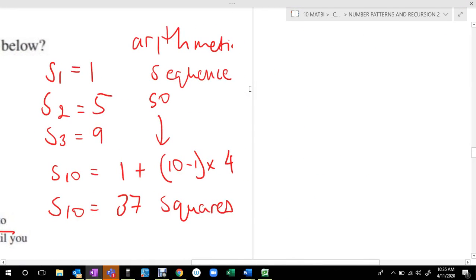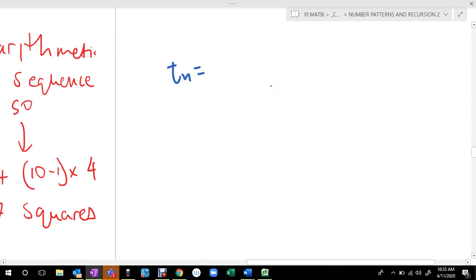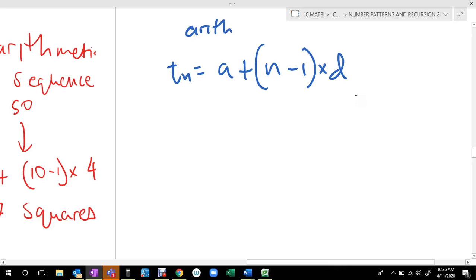Or you can use your nth term rule for that. If anyone remembers, does anyone remember the nth term rule for an arithmetic sequence? So it's Tn equals, who remembers it? Yes, Andrea. 8 times half. Ooh, no, that's the geometric. Yes, a plus in brackets n take away 1, bracket, and then times d. Good, d. So this is for your arithmetic. What's d? d is the common difference.